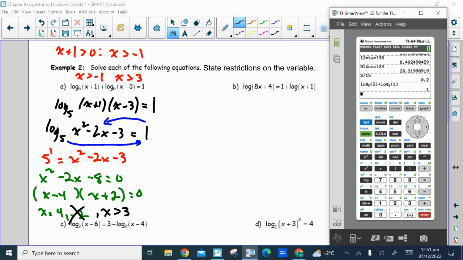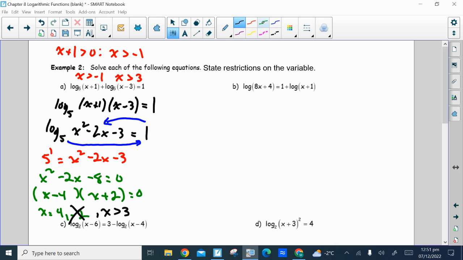I want to show you one more thing. The ones we did in the previous page, we have both sides expressed as logs. You could do that here if you wanted to by expressing 1 as a log with a base of 5. 1 could be written as log base 5 of 5.